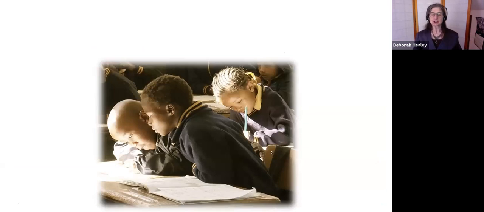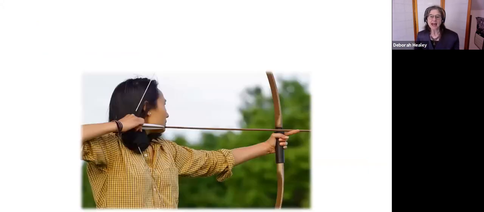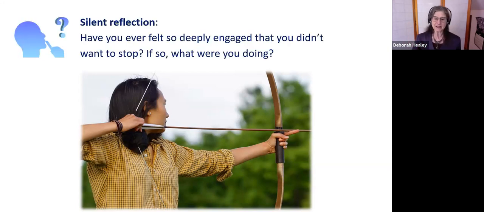Here we have some school children, 2 young children bent over a book together, intently reading, another child intent on writing in the next row. Think for a moment about the feeling these children who are so focused on their work seem to have. And how about you? Have you ever felt focused like this person aiming an arrow at a target, so deeply engaged, perhaps with a game that you didn't want to stop? If you have, think about what you were doing. Just reflect for a moment.